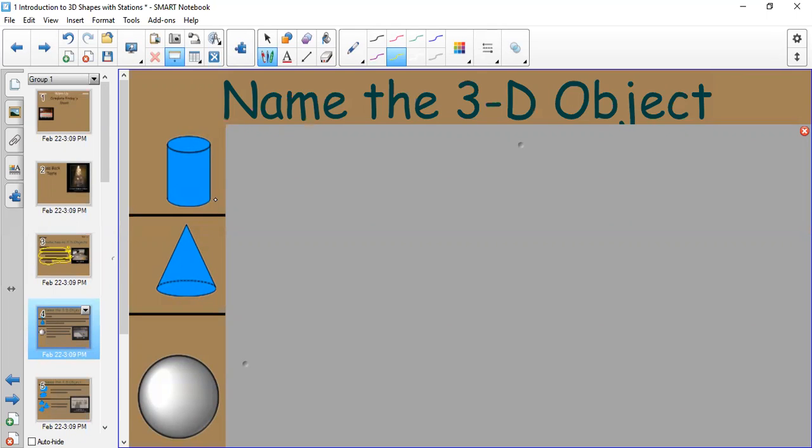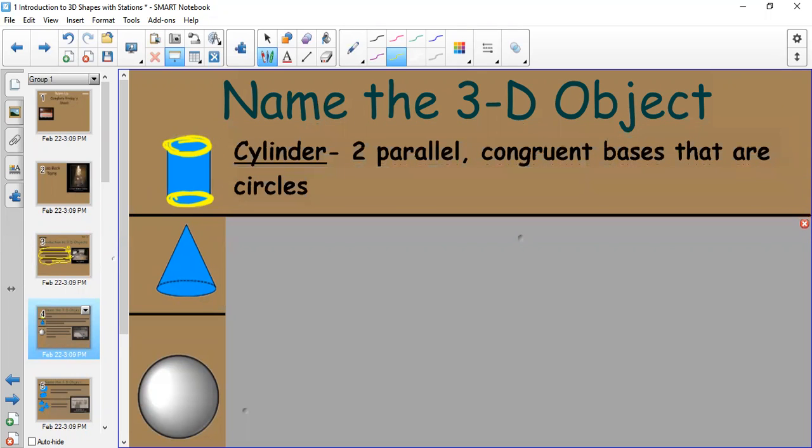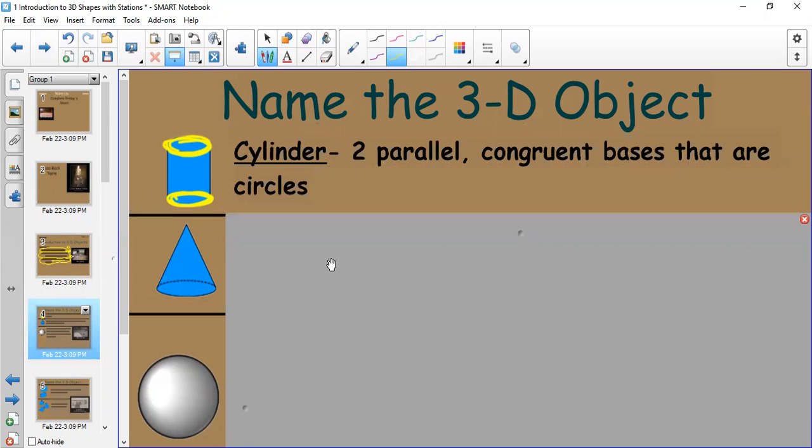All right, this one was a standard from 7th grade. It is a cylinder. All right, what makes a cylinder a cylinder? Every cylinder that you know should have a top and a bottom that are circles. And those circles must be parallel. In other words, they will never touch even if you extended them. And they are also congruent, meaning they are the same size.